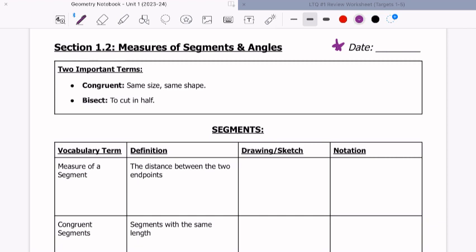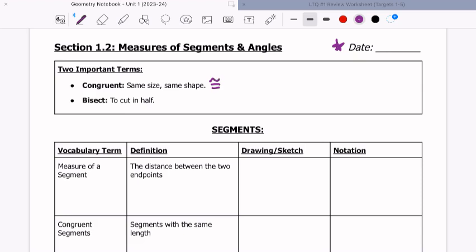So this video is going to cover segments and angles, and there's two important terms that have to do with both. The first one is congruent. In geometry, congruent is our word for when we're talking about objects that are the same size and same shape. Our symbol for congruent, or our geometry notation for it, I should say, looks like an equal sign with a little squiggle above it. So that's our congruent symbol.